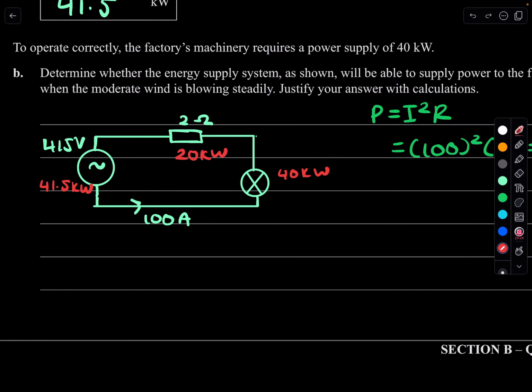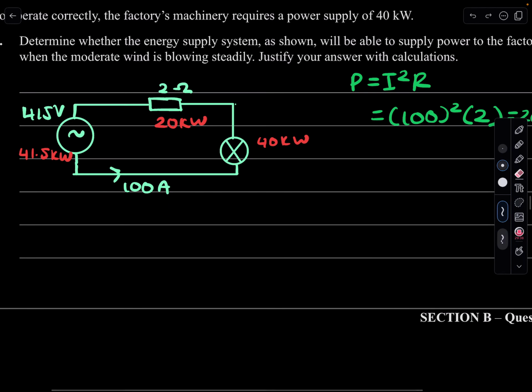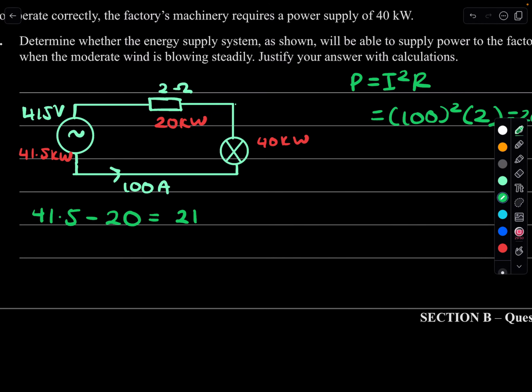No, we're not. If we're producing this much and we're losing this much, how much is actually being given here? We're given 41.5 kilowatts minus 20, that's going to be the rest that was given. So 41.5 minus that, we're only giving 21.5 kilowatts of energy to the factory. And so we're not providing that 40 kilowatts of energy for it to work properly. So overall, it's not enough.